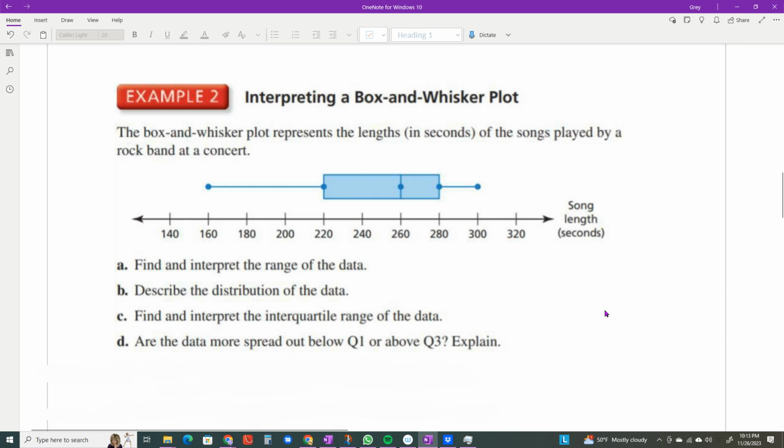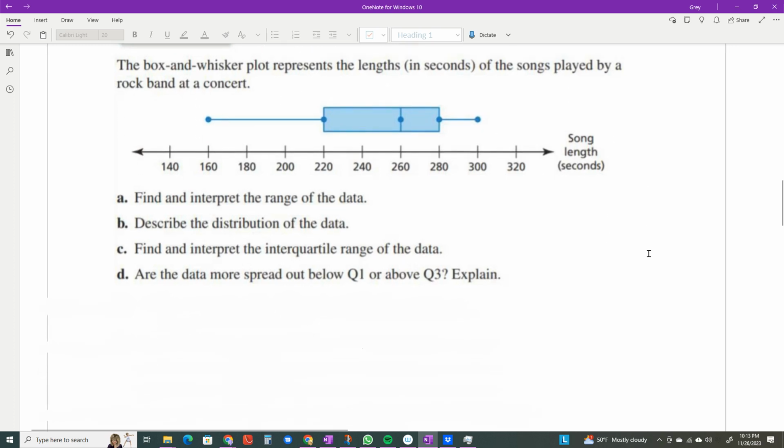The box and whisker plot represents the length in seconds of the songs played by a rock band at a concert. Find and interpret the range of the data. So first off, the range would just be the highest, which is 300, minus the lowest, which is 160. So my range is 140. And to interpret it, that tells us that the song lengths vary by no more than 140 seconds.